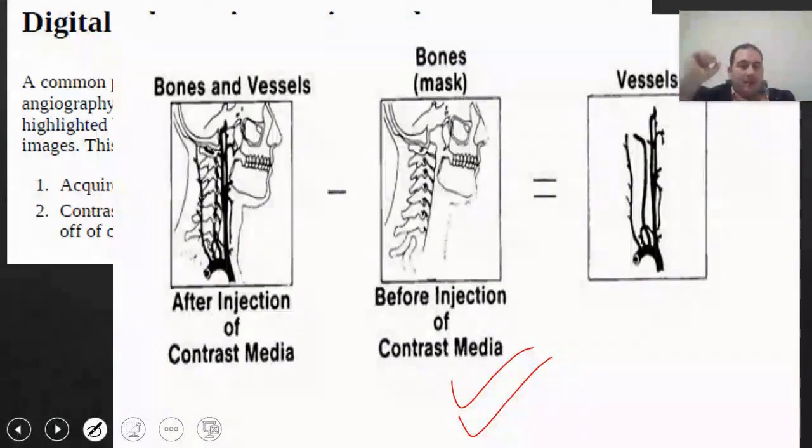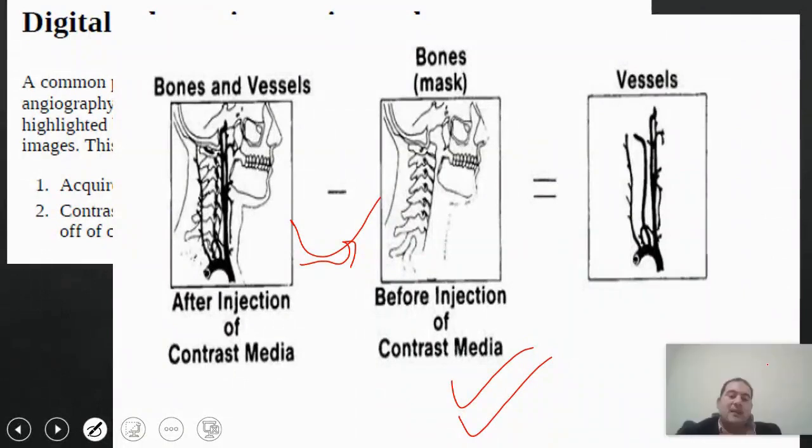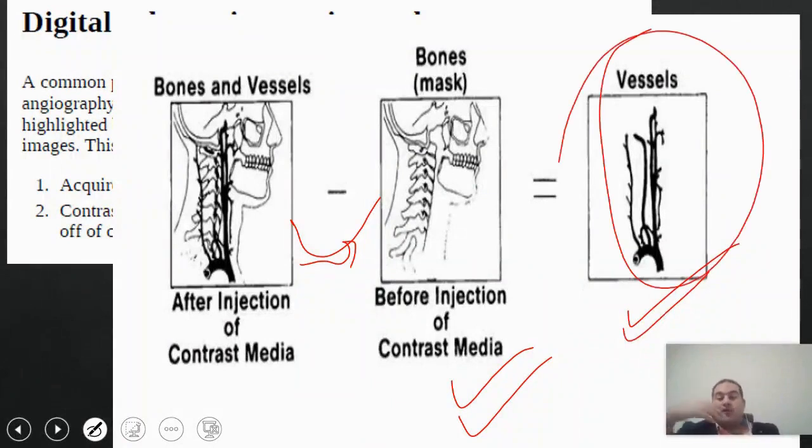After injecting the contrast agent, I will take another picture that has the same information, but includes the arteries with the contrast agent. I will start to perform subtraction between the two images by subtracting the mask image from the post-injection image, which will reveal the vessels alone because I removed the muscle part and the soft tissue part, so the vessels appear alone in the image. This is digital subtraction angiography.